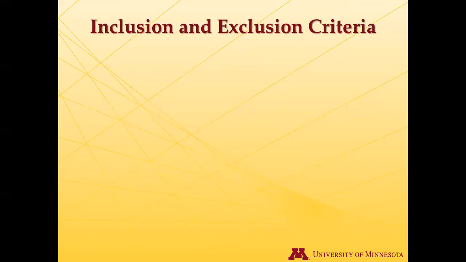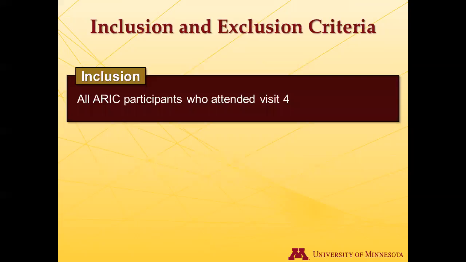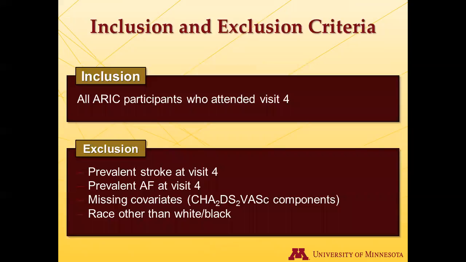Our inclusion criterion for this study was every participant who attended visit 4. Our exclusion criteria were if the participant had AFib or a stroke at visit 4, they were excluded. Also excluded were those with any missing CHA2DS2-VASc variables, which everybody is familiar with, and race other than white or black.